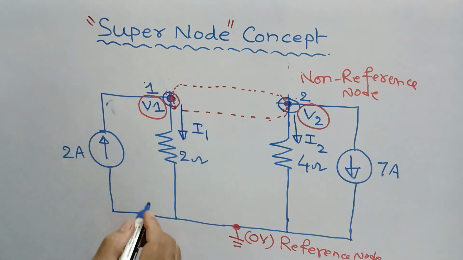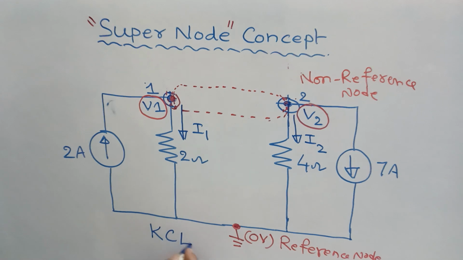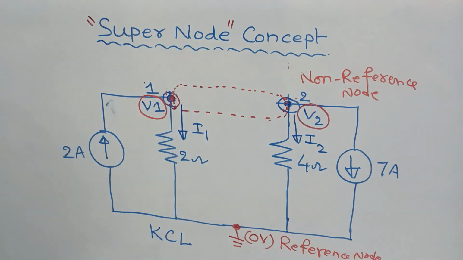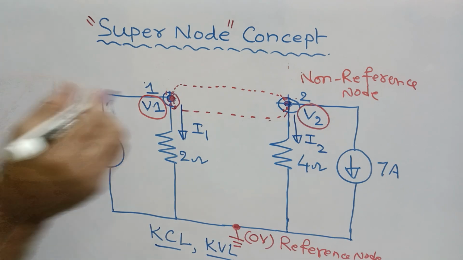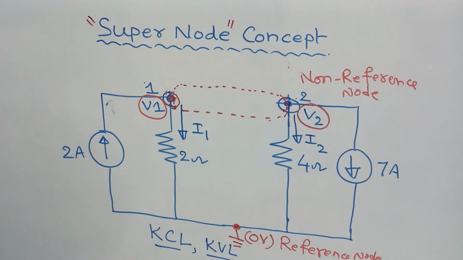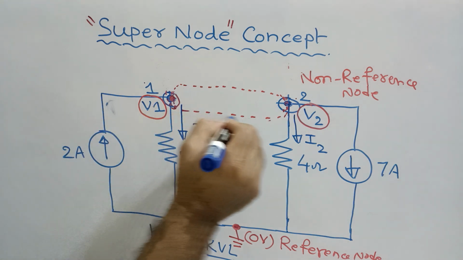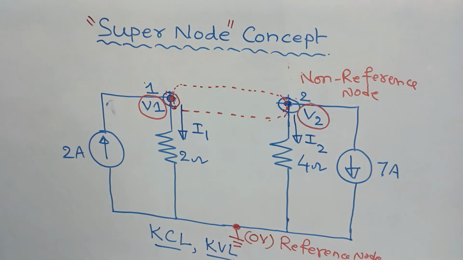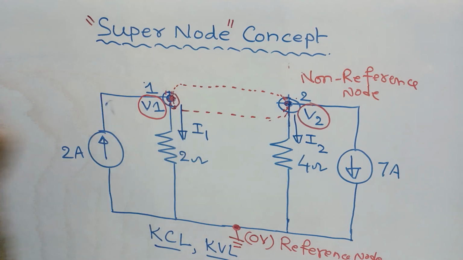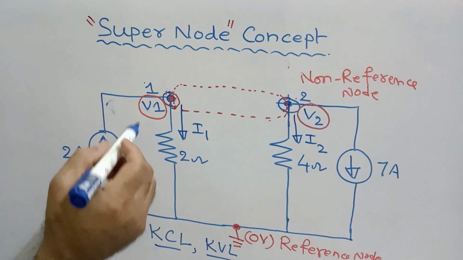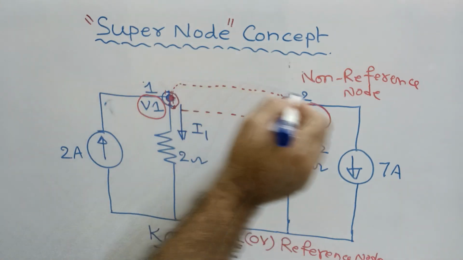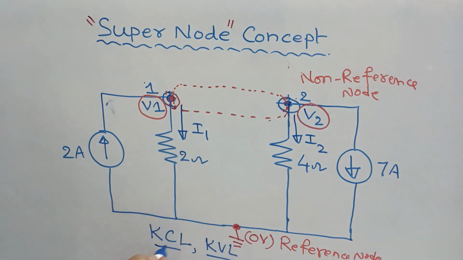Now we have to apply the KCL, Kirchhoff's current law, because in the supernode analysis, both KCL and KVL will be applied for the given circuit to solve for the voltages V1 and V2, right? Both KCL as well as KVL will be applied. Now, after disconnecting this voltage source along with that resistor, step one is removing that voltage source. Now step two is, for this entire circuit, we have to apply the KCL.